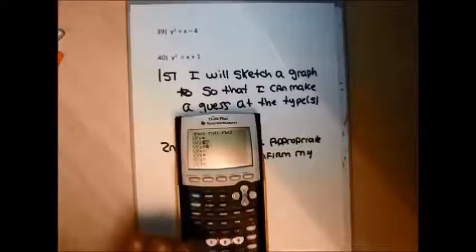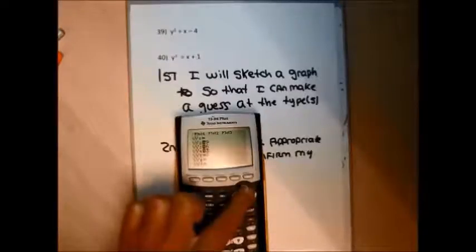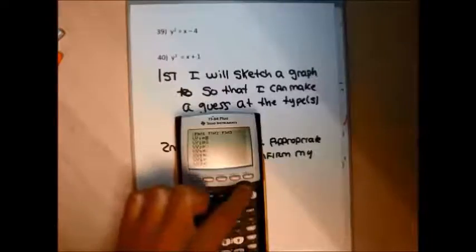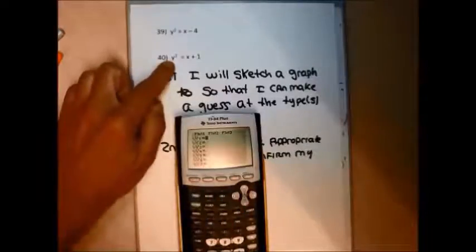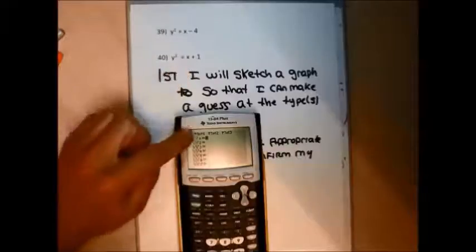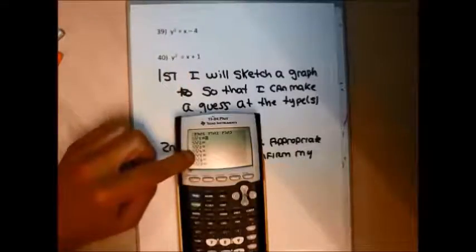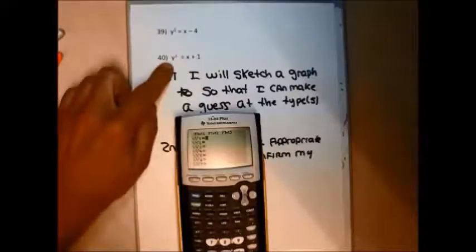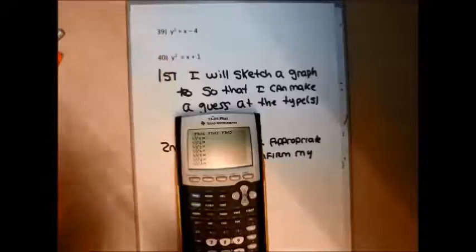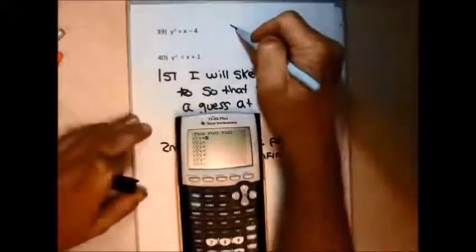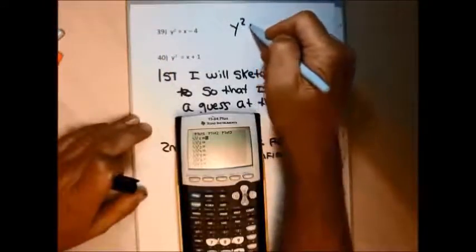So if you had bunches of things in here, you just scroll to them, clear, clear, clear. And I'd like to enter y squared equals x plus 1. These right here are y equals and not y squared equals. I can't enter y squared, and in order to graph this on my calculator, I need to solve this equation for y. So my equation in problem 40 can't be graphed on my calculator.